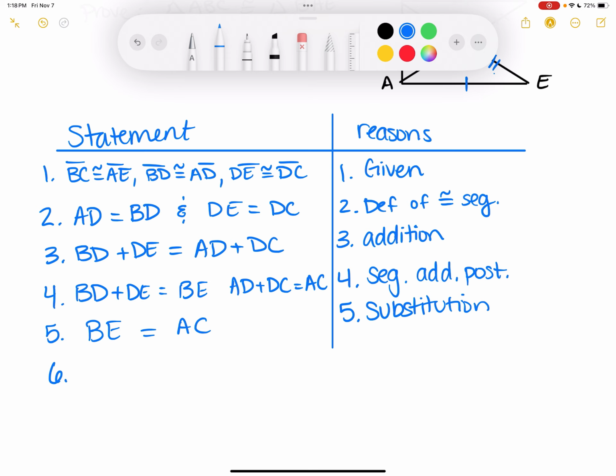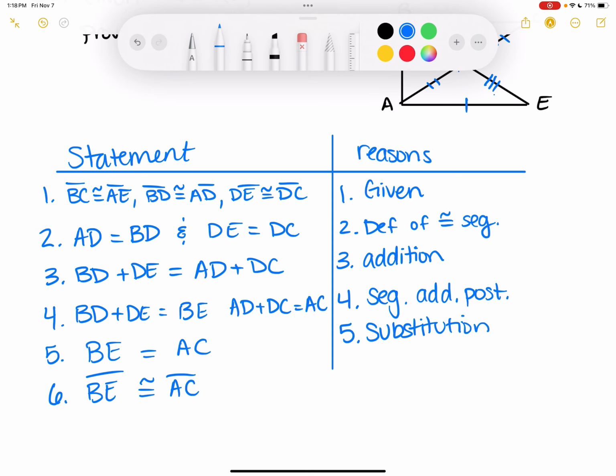All right, so then if these are equal, what does that mean? They're congruent, first and foremost. We're getting to the triangle thing that I think was about to be said. So BE is congruent to AC. Same reason that we had up here, just in reverse. It's the definition of congruent segments.